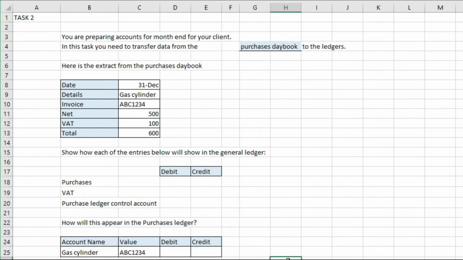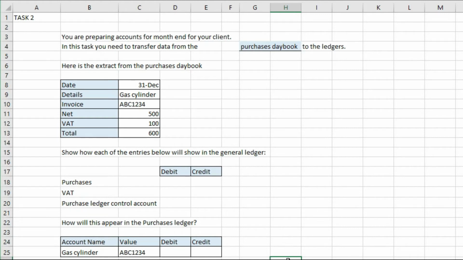So here we're preparing accounts for month end for our clients again. This time we're having a look at the purchase daybook, and we're given the extracts there where we've got our date, our details, invoice again, net, VAT and total gross. And we need to show how these entries will show in the general ledger.